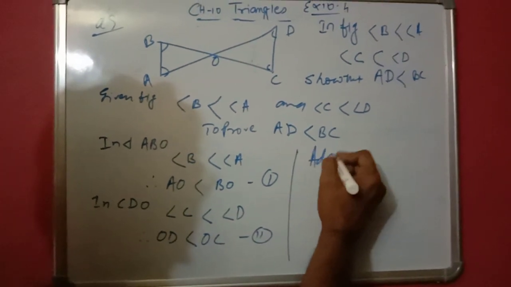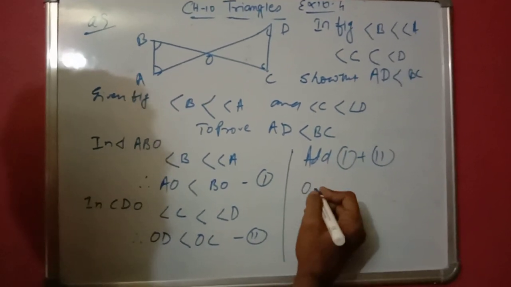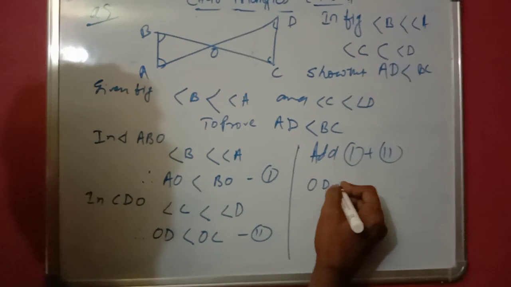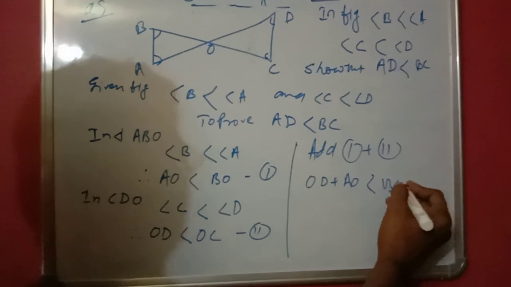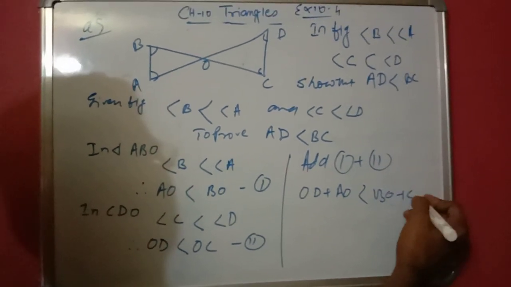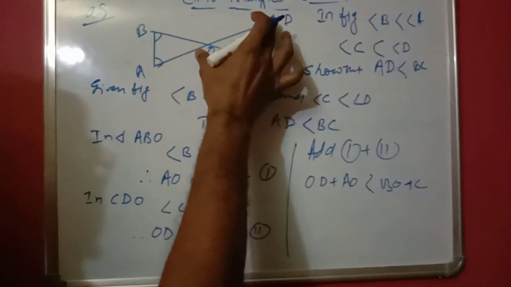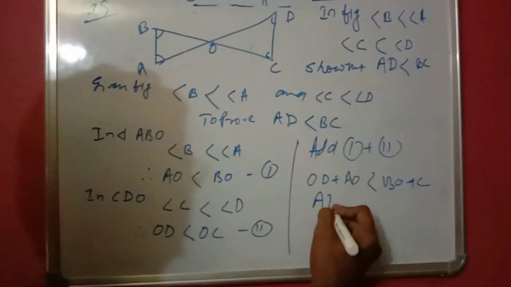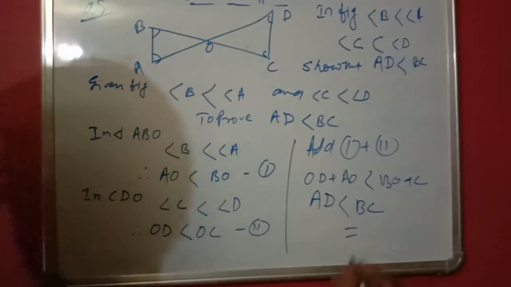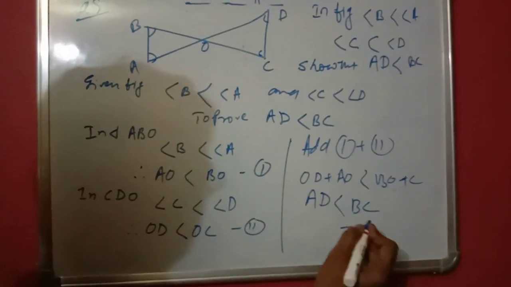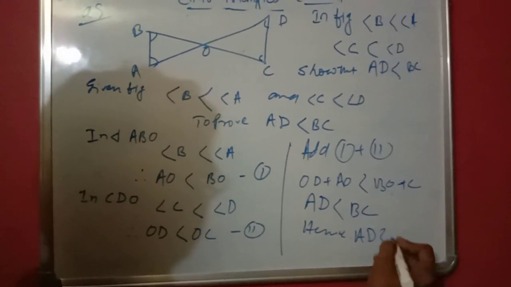So adding 1 and 2, OD plus AO is less than BO plus OC. This is OD plus OA, which is AD, less than OB plus OC, which is BC. So hence we can write AD is less than BC.